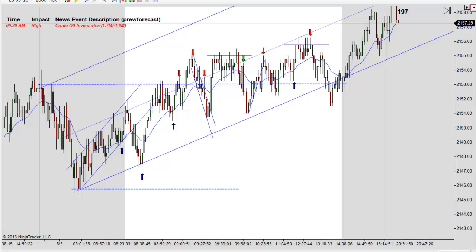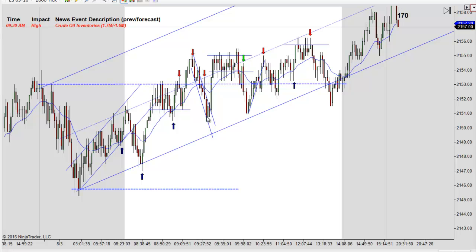This second entry was right into it, but we pushed on through and pulled back and gave you that failed second entry long here. There's another one right off the highs. At this point, I'm thinking we're probably going lower all the way back down to here. It didn't happen, but all we need is enough for our scalp, and that's why we scalp out.